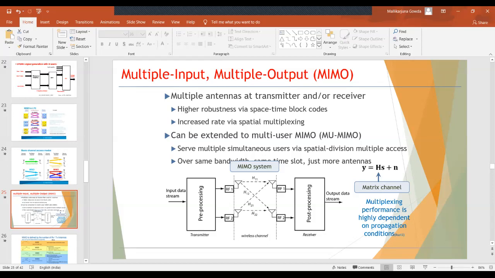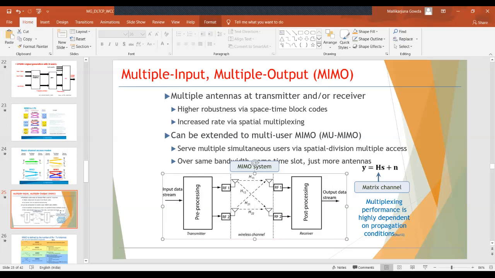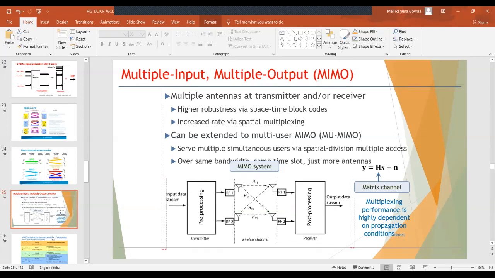See, for the input data stream at the transmitter side, pre-processing will be done. Then there are different RF chains, RF1, RF2, and so on, each antenna on an RF chain, and this is a wireless channel. The MIMO system is this: you see here two transmitters and two receivers. Each receiver can receive signal from both transmitting antennas, RF1 and RF2. So H11 is the channel gain from transmitting antenna 1 to receiving antenna 1.